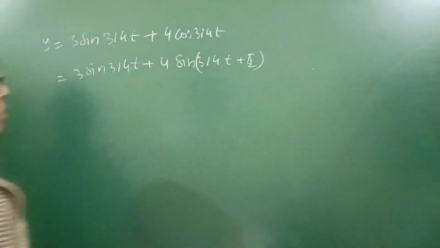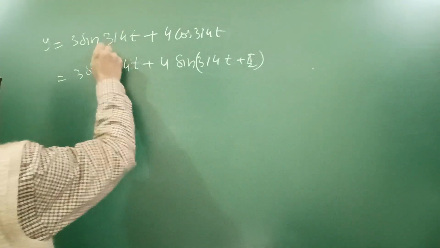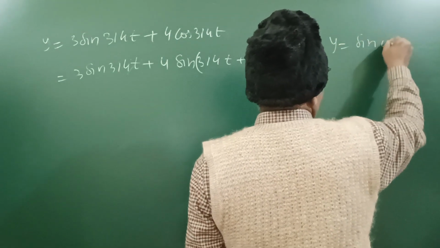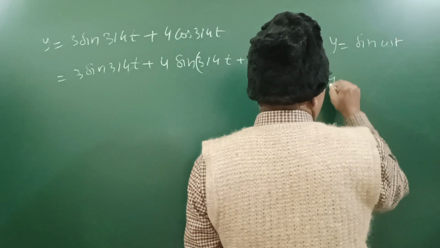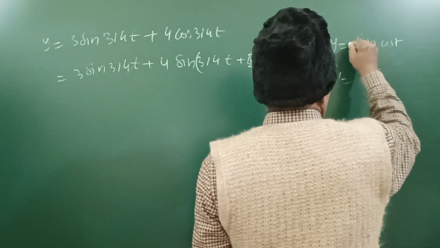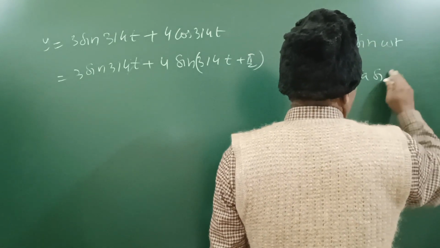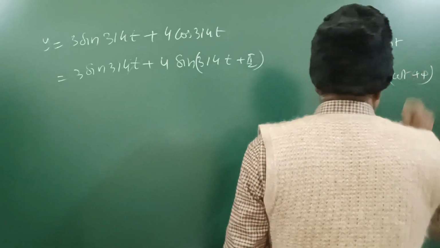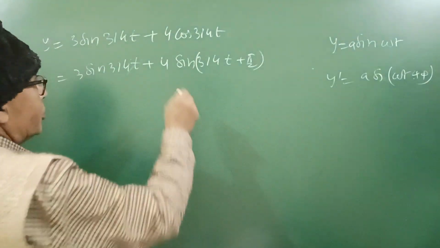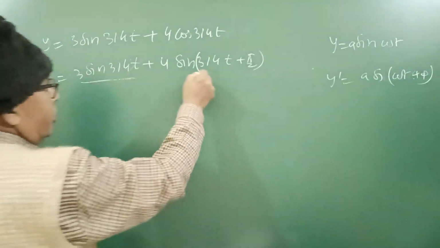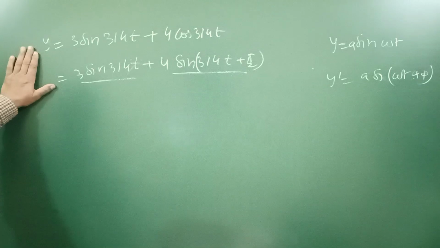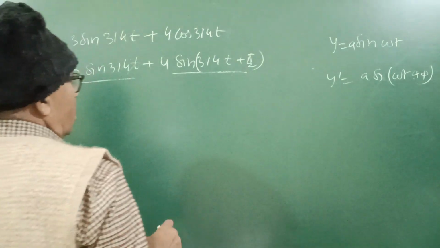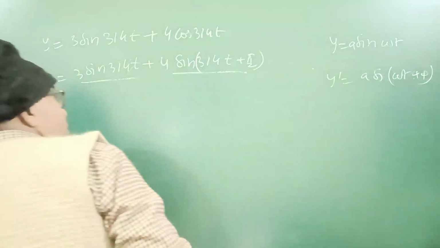We can write like this. I told you that in the equation y equal to a sine omega t or y dash equal to a sine (omega t plus phi), the phi is called phase and gives the direction. It means the direction between this one and this one. This y is supposed to be the sum of two motions which have a direction difference of 90 degrees.